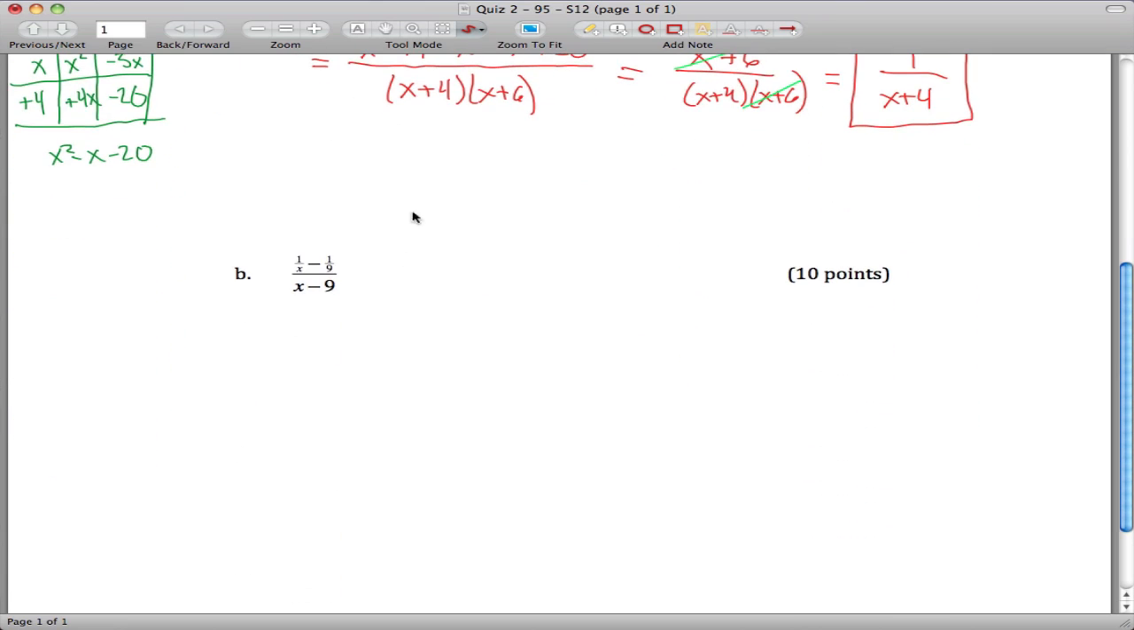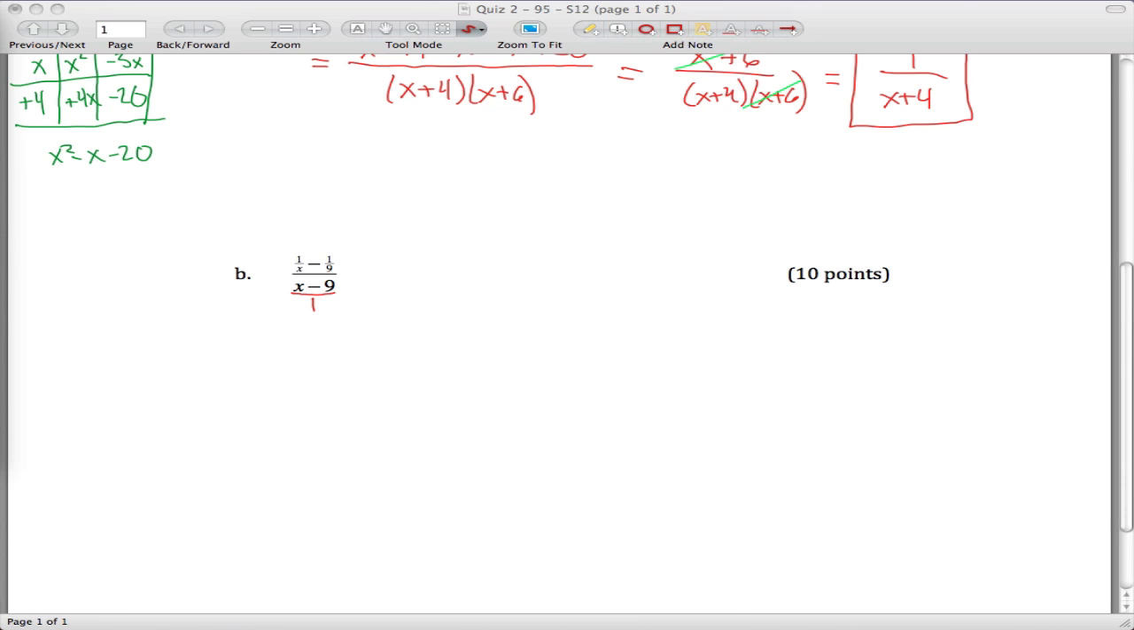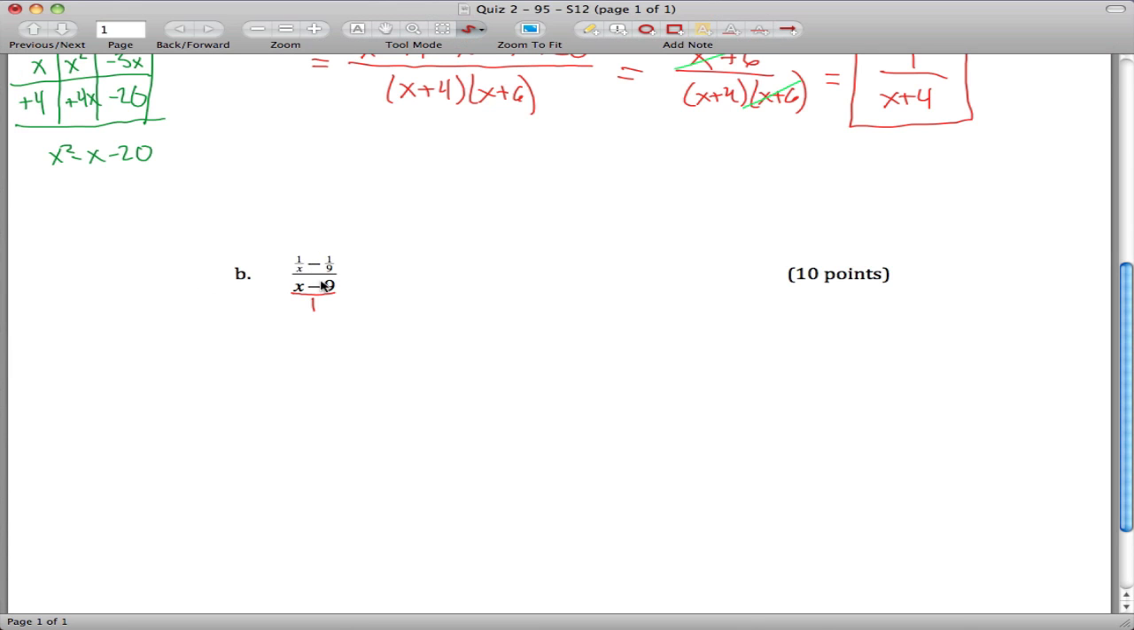Alright, moving on to this one. This one's a little bit complicated. We have a complex rational expression, because we kind of have a fraction divided by a fraction. If the bottom part here doesn't look like a fraction, you can put x minus 9 over 1. That might help you. What makes this problem difficult is it's kind of two fractions divided by a fraction. If it was one fraction divided by a fraction, we'd be all right. We know how to divide fractions.